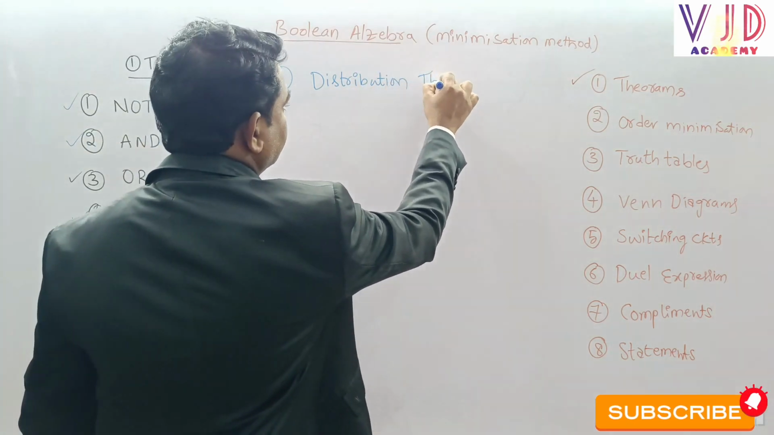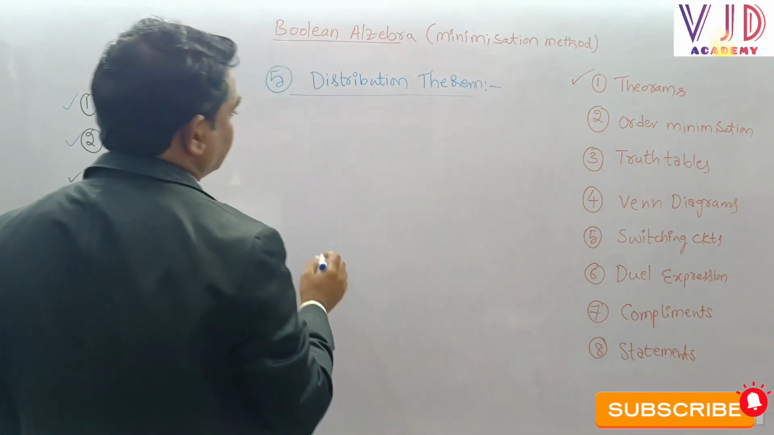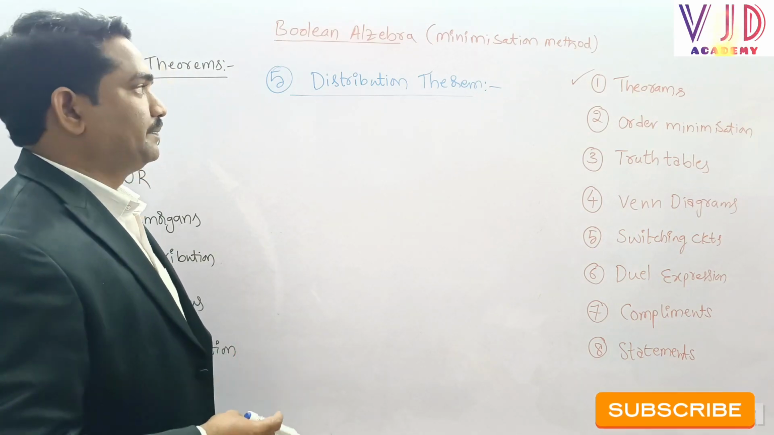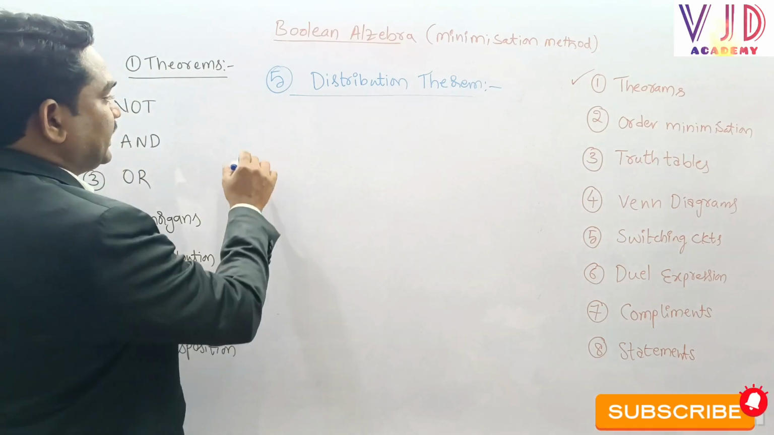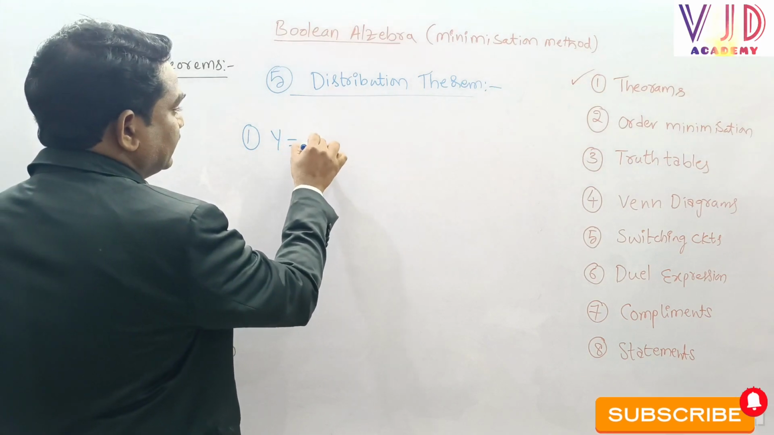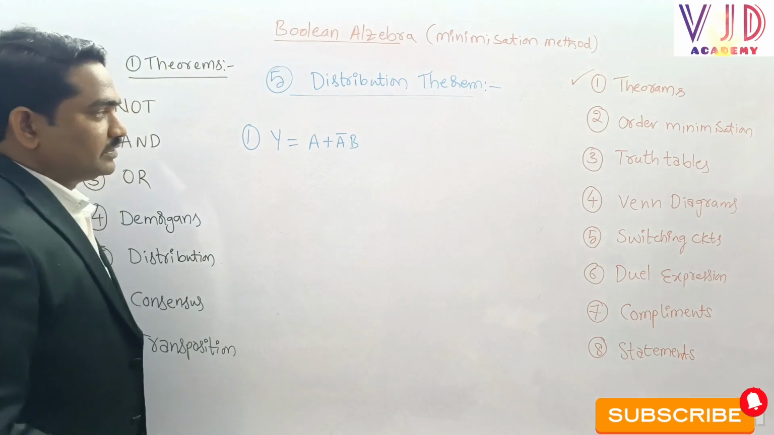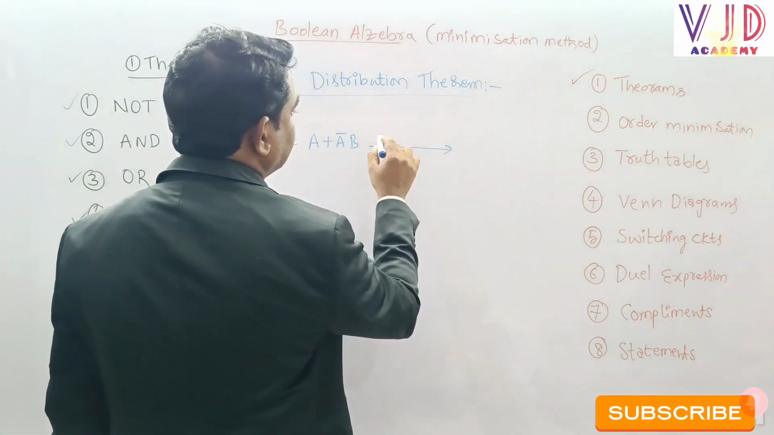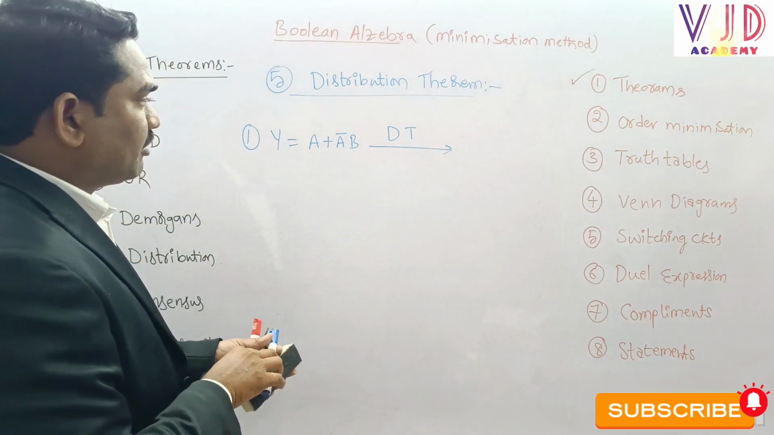Distribution theorem. Sir, the moment we apply the distribution theorem, what will happen to any logical expression? Let me consider one logical expression here: y equal to A plus, into A plus A bar B. So this is a logical expression, and now I would like to apply the distribution theorem, DT. When I apply it, what will happen?